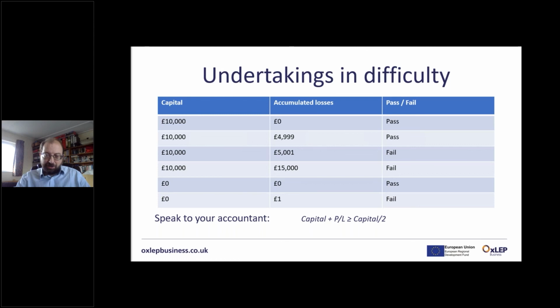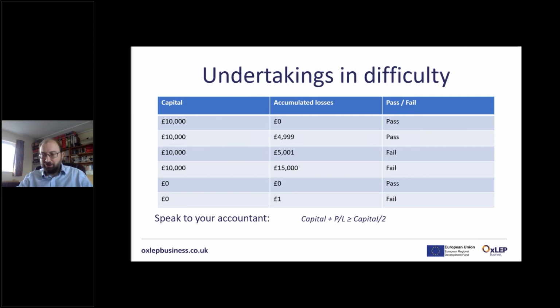There are instances, we come across it more frequently with social enterprise type businesses, where businesses are set up without any underlying share capital. In that case, effectively, if you've lost even £1 over the lifetime of the business, if your cumulative losses are £1 or more, you will fail the undertaking difficulty test because 50% of zero capital is zero. So you can't have any cumulative losses. This is a clear failing of the undertaking difficulty test. It's why I don't like it very much.